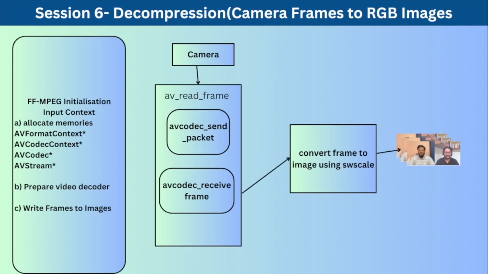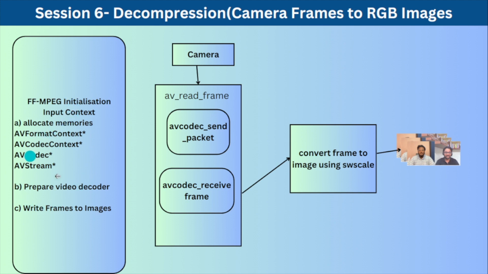So this is how we have progressed so far, and session 6 is a pretty simple thing, but instead of reading from the file and converting into RGB images, we are reading from the camera and converting that into RGB images. So here we have the FFmpeg input initialization context.